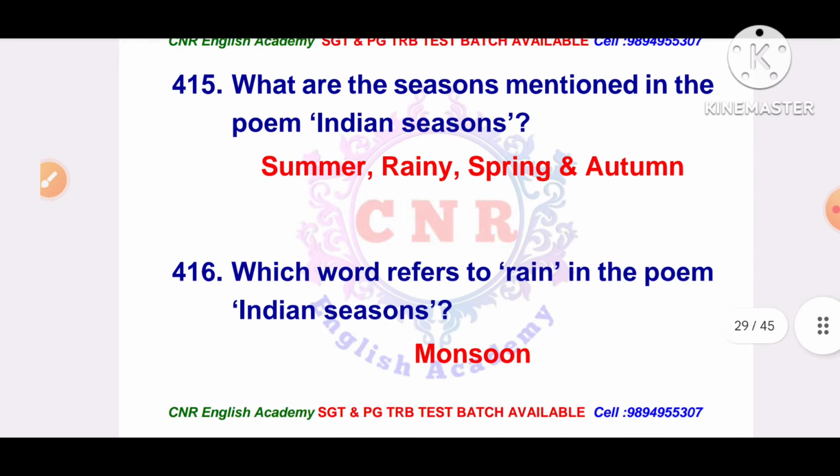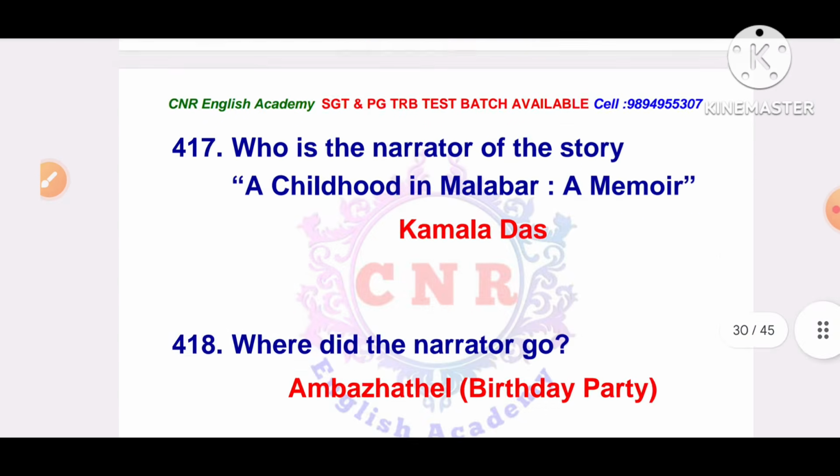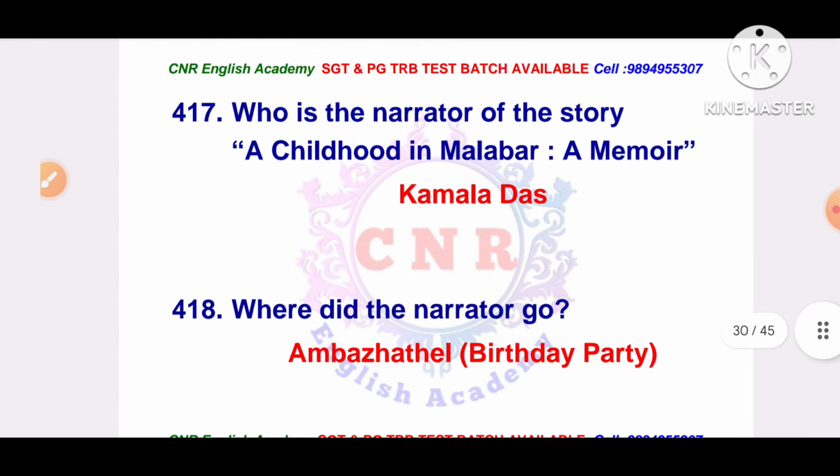Next one. What are the seasons mentioned in the poem Indian Seasons? Answer: summer, rainy, spring and autumn. Next one. Which word refers to rain in the poem Indian Seasons? Answer: monsoon. Next one. Who is the narrator of the story A Childhood in Malabar? Answer: Kamala Das.